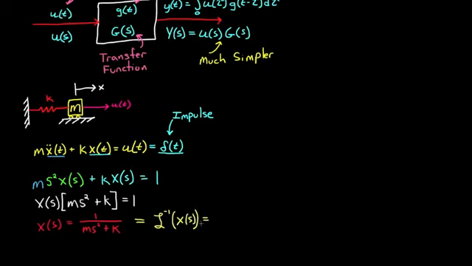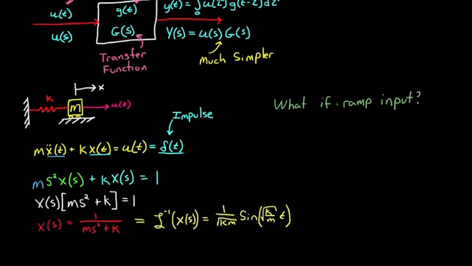Well, all we have to do is take the inverse Laplace transform. And this isn't one that I've memorized, so I had to look this up in a table. And it turns out it's 1 over the square root of km times the sine of the square root of k over m times t, or a sinusoid, as you'd expect.